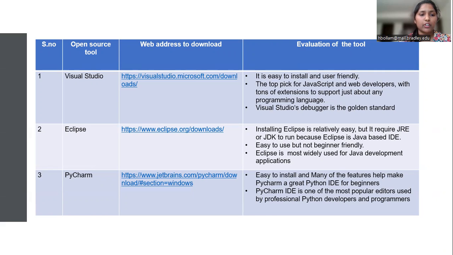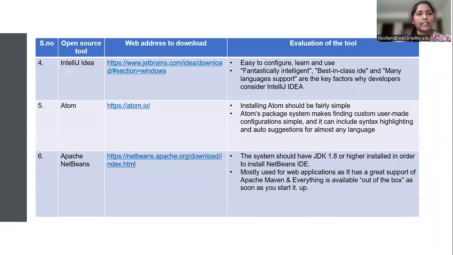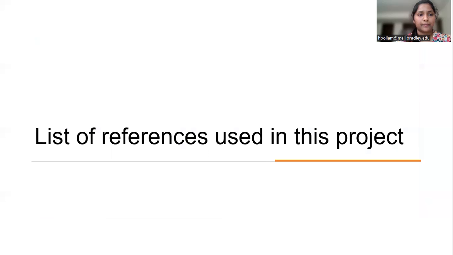And the next is PyCharm. It is easy, user friendly, and preferable for Python projects. And next is IntelliJ IDEA. It is easy and supports multiple languages. And next, Atom is also open source. It is fairly simple and beginner friendly. And the next and last one is Apache NetBeans. It is preferred for web applications. And we need to have JDK 1.8 or a greater version to install it.